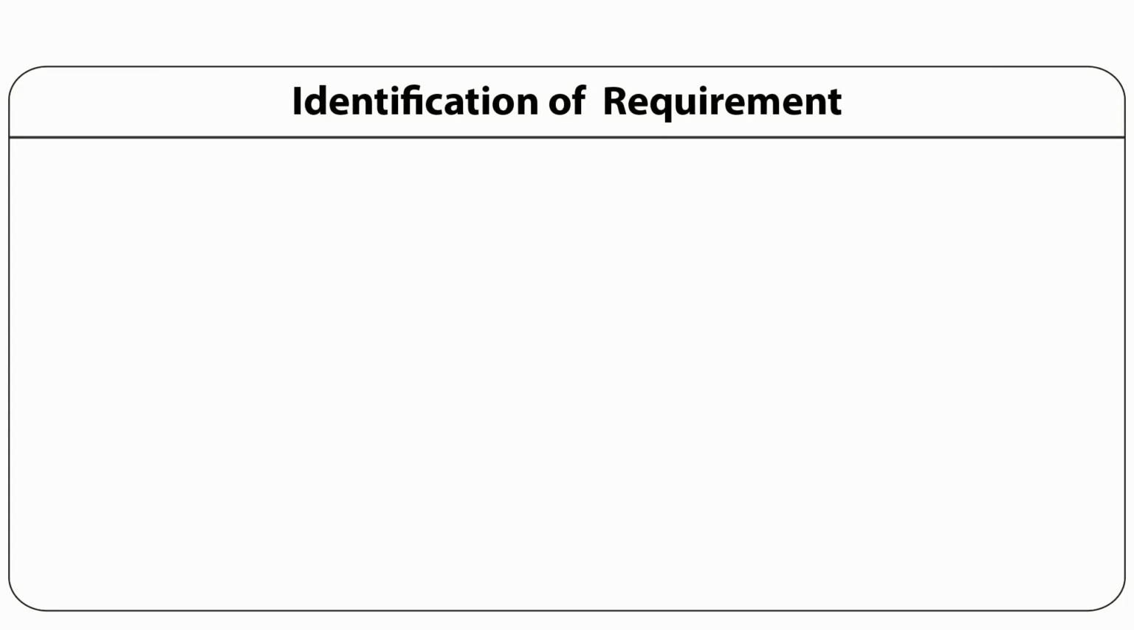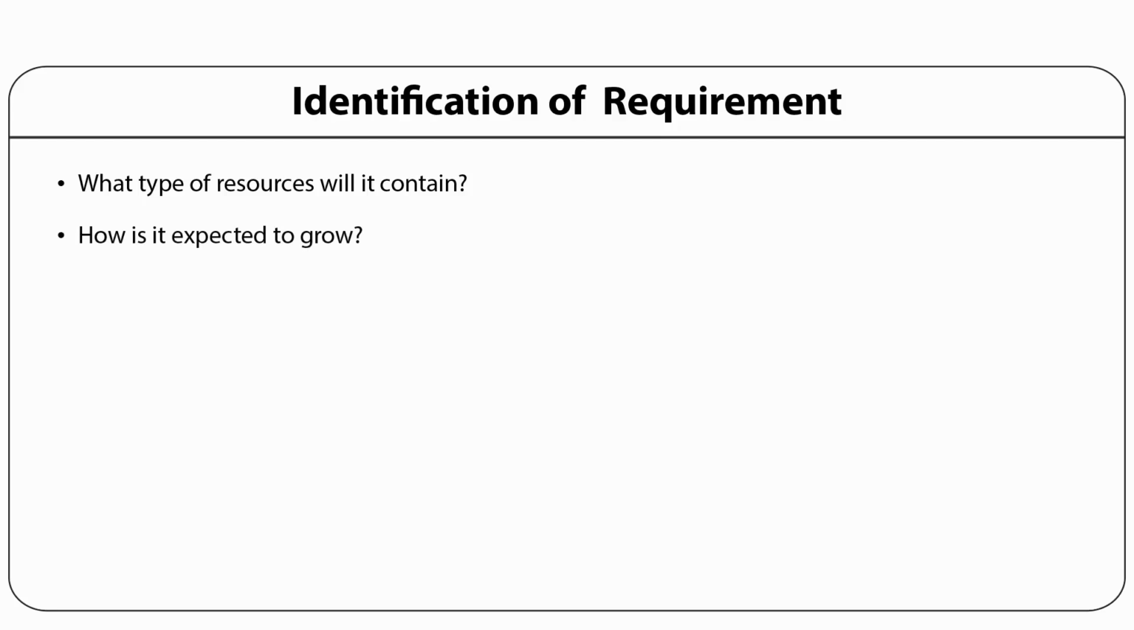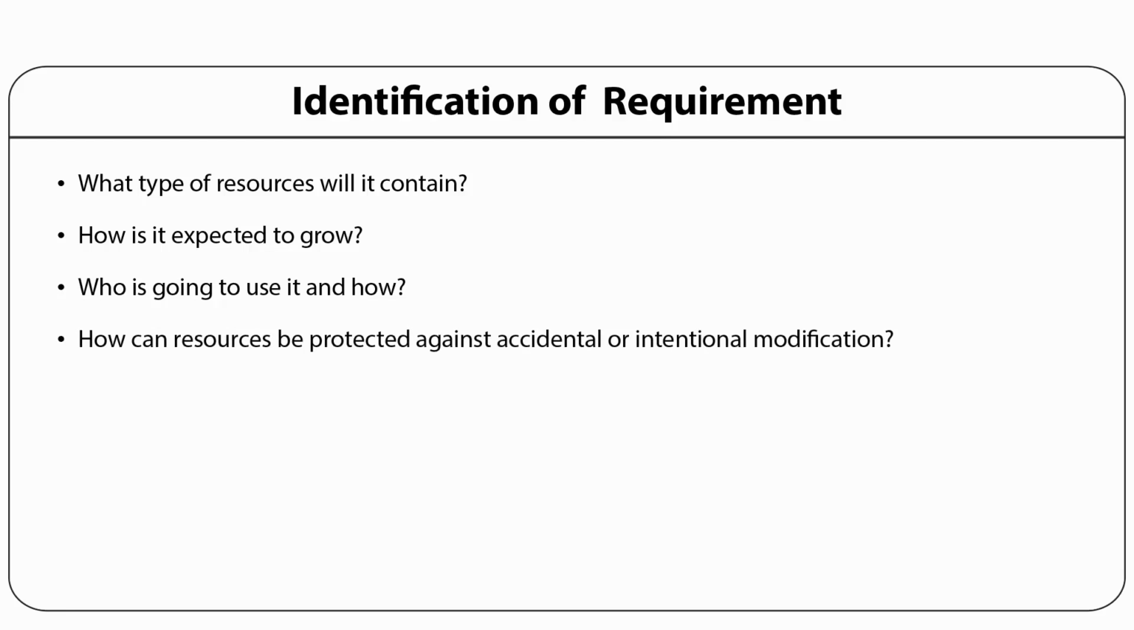And after that, we need to think of other practical questions to be answered. They are: what type of resources will it contain? Whether it is books or journals or thesis dissertations, e-newsletters and other things. And how is it expected to grow? The collection, whether it is going to be submitted by the users or only the librarian, and other things we have to discuss. And who is going to use it and how, whether the PG students or research scholars and faculty members, who is the audience.